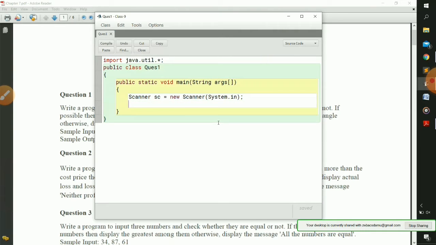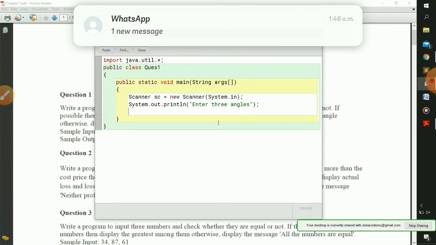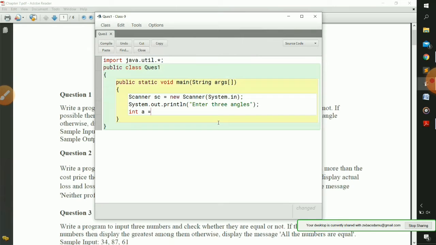Now we need to receive three angles as your input, so we are asking for it: System.out.println, enter three angles. Right now let us assume all three angles are of integer data type. That is why we are taking int a equal to sc.nextInt(). Similarly, we are taking int b equal to sc.nextInt(). In the same way, int c equal to sc.nextInt().